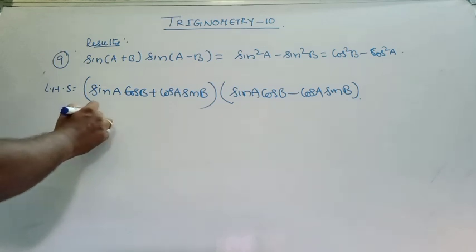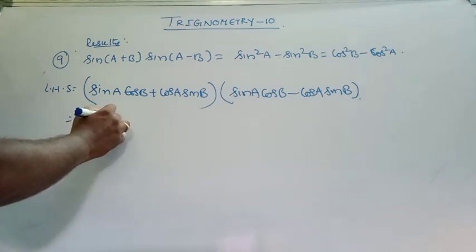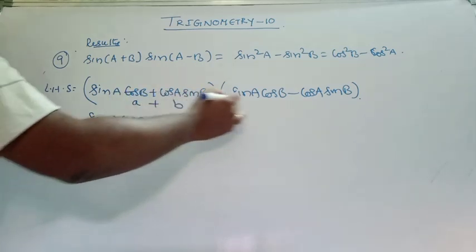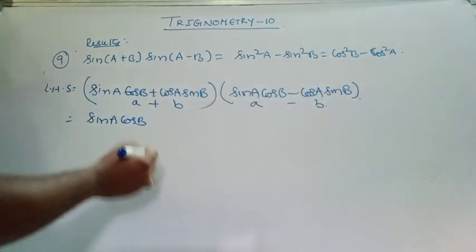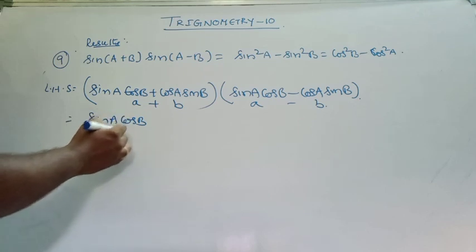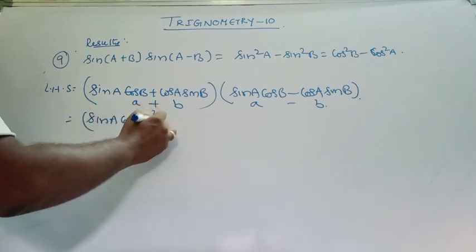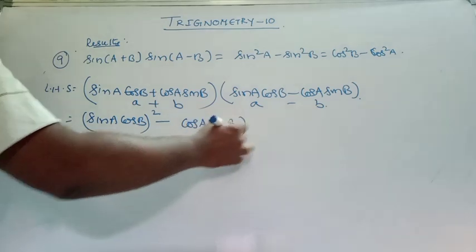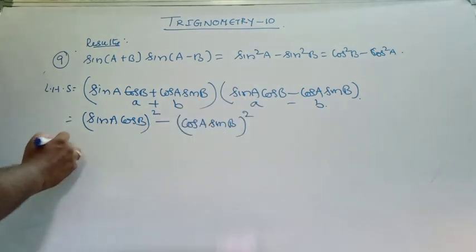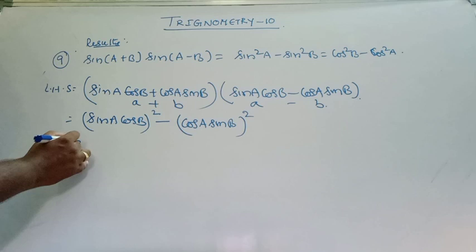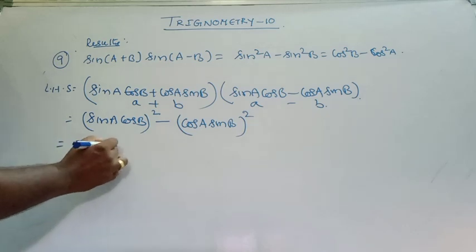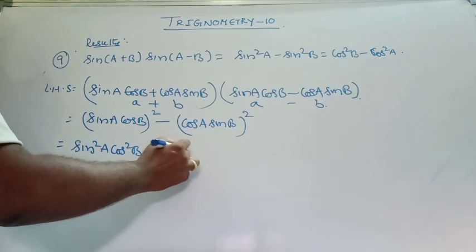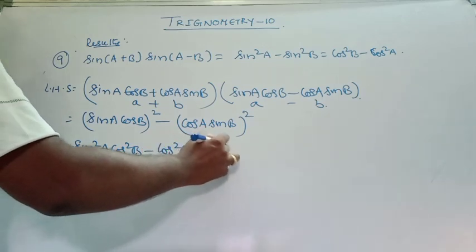This we can write as, this is now sin A cos B, right? This is actually A plus B into A minus B. This is now A square minus B square. This is sin A cos B whole square minus cos A sin B whole square, like this. Now you can write it as sin square A cos square B minus cos square A sin square B, right?